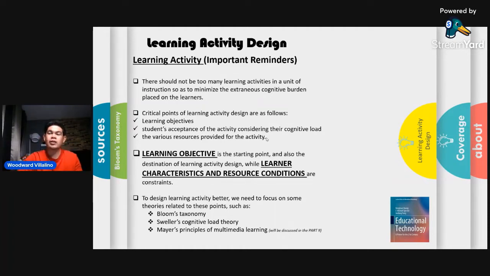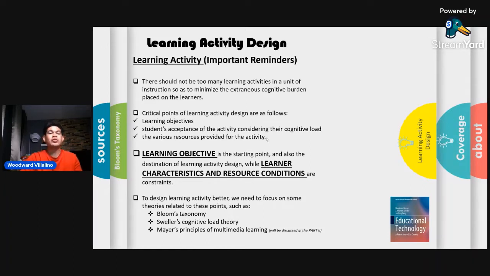As I've said on the other slides, what the student does is more important than what the teachers are doing. Number three, we have the various resources provided for the activity. As I said a while ago, resources should be planned properly and not be redundant. The learning objective is the starting point and also the destination of learning activity design.